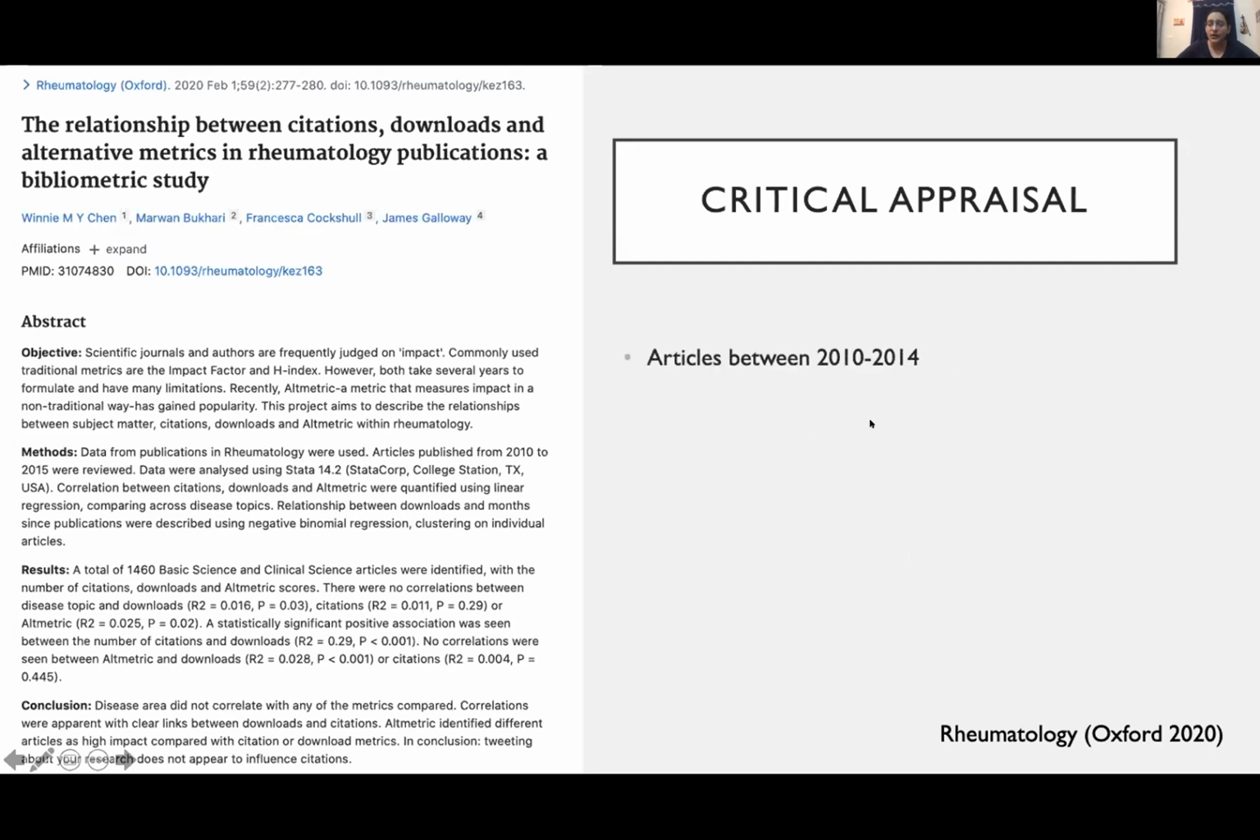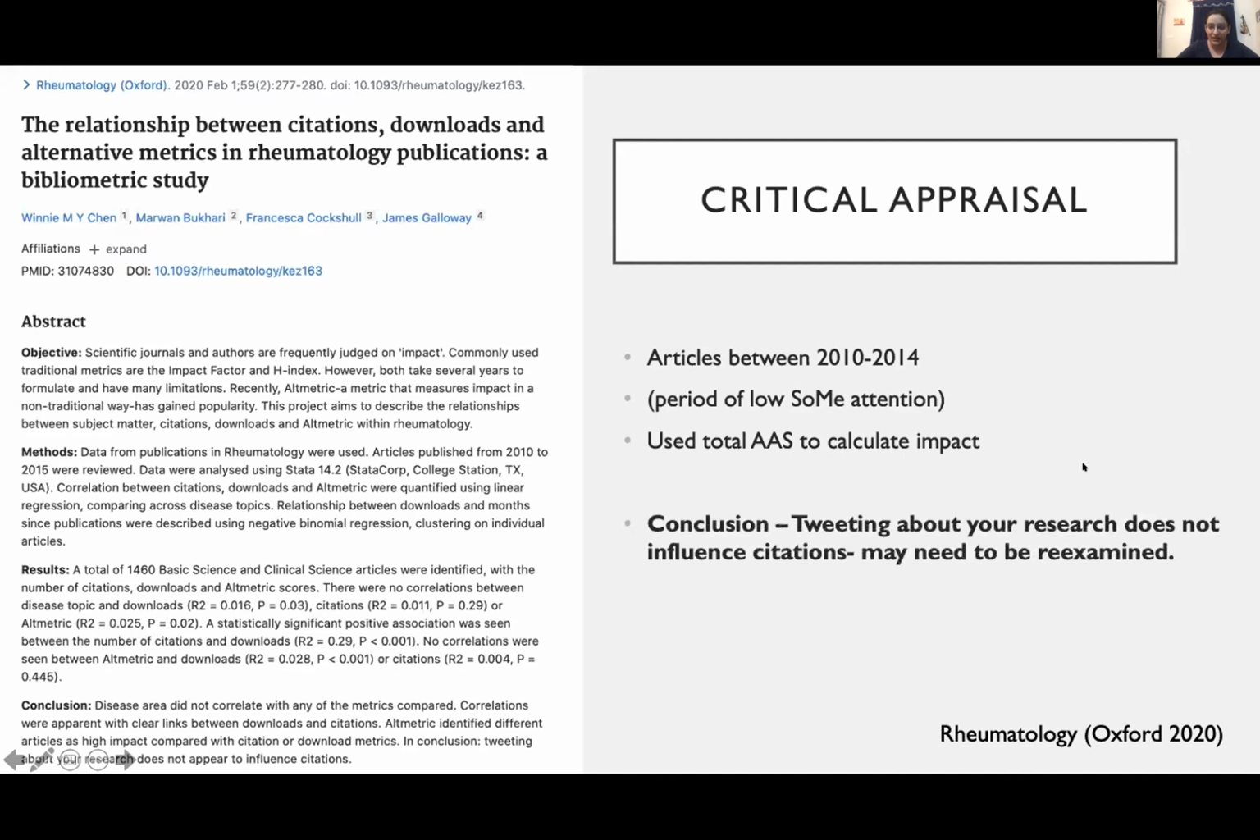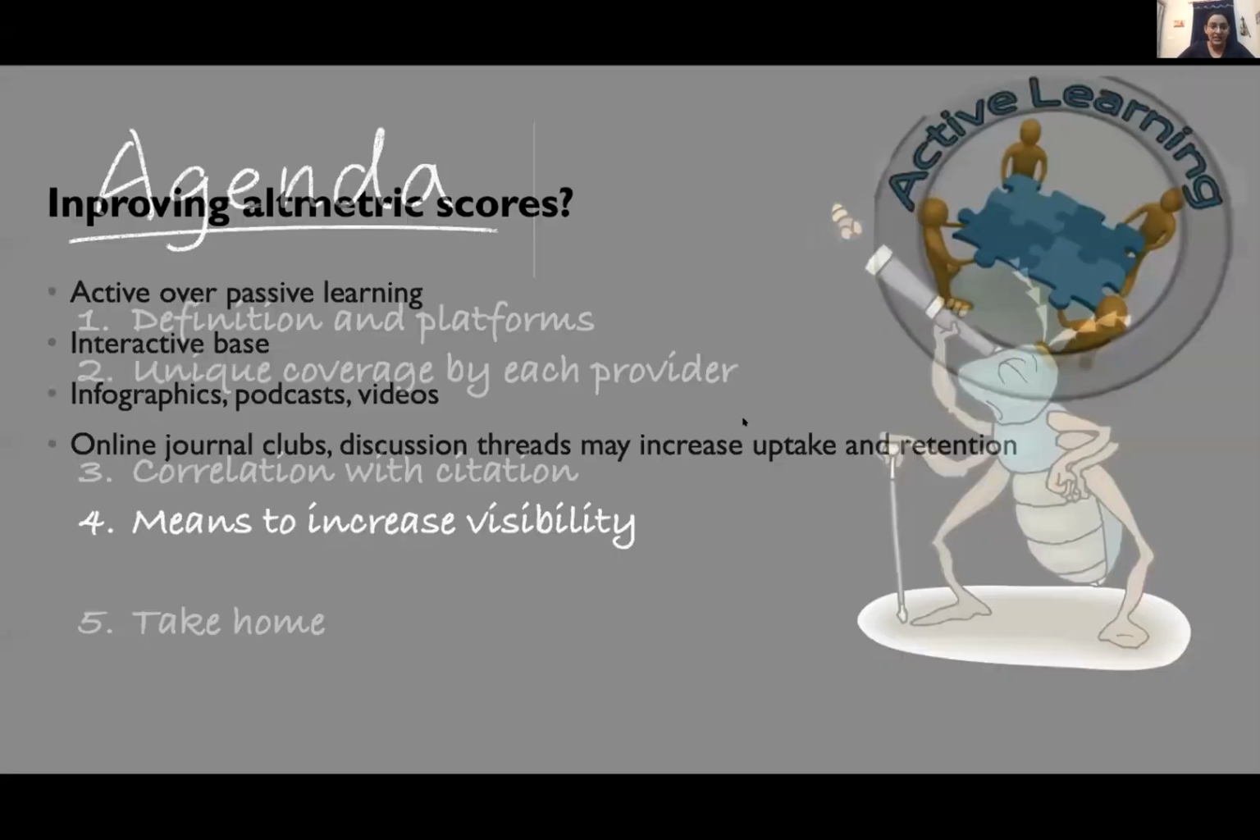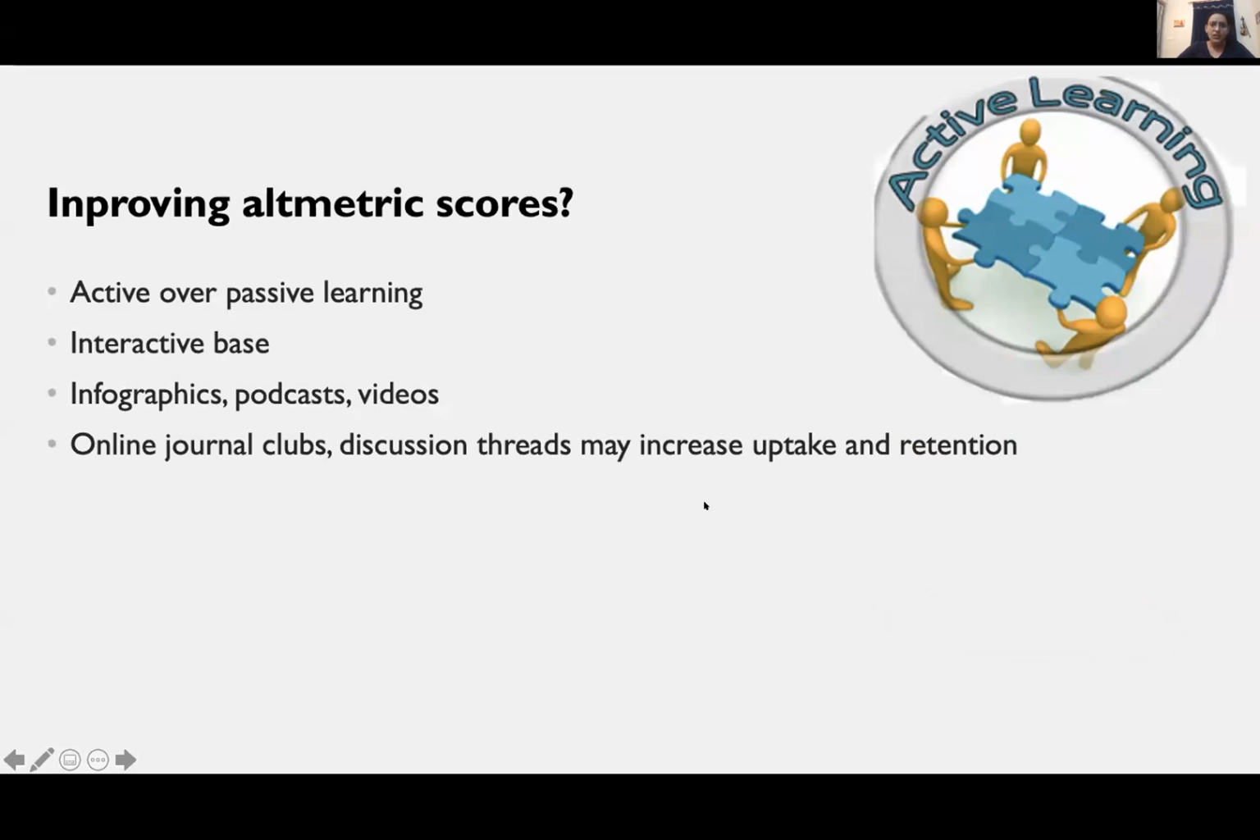So the articles were from 2010 to 2014, a period of low social media attention, and they used total AAS, which we've discussed in depth has its fallacies and may probably be broken down and looked at closely to identify the impact. So maybe this conclusion needs to be re-examined, but definitely we need to look at greater means of increasing visibility, as the AAS may not suffice. And so people are looking at various means like infographics, podcasts, videos, online journal clubs, and discussion threads.